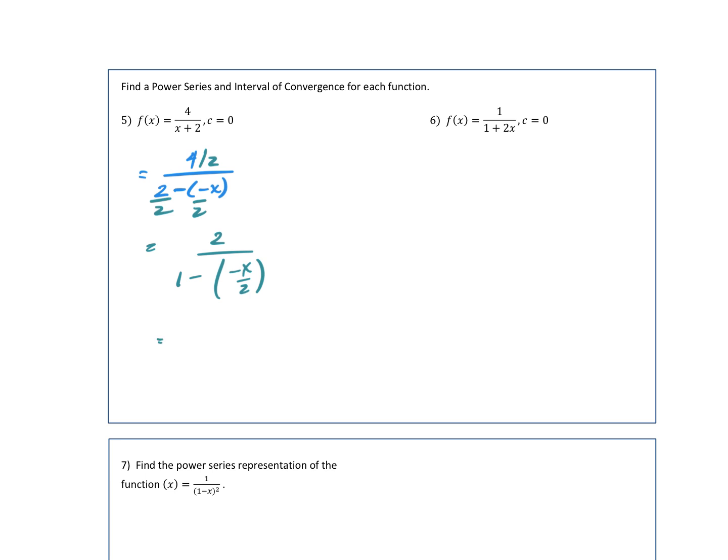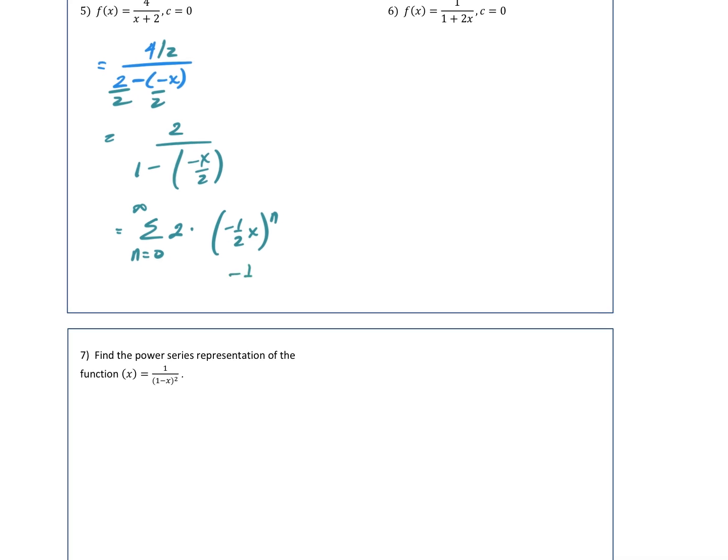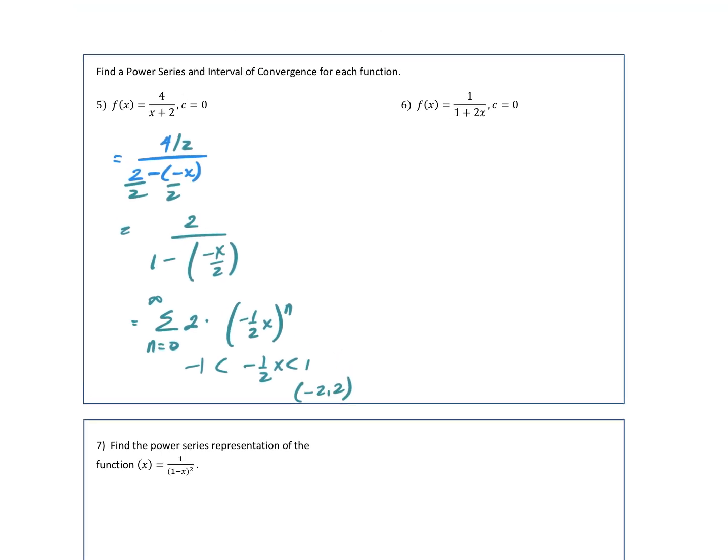So we've got n equals 0 to infinity, a sub 1, and then it's r, so negative 1 half x to the nth power. For my interval here, we're going to do 1 half x less than 1, greater than negative 1. When all is said and done here, you should get between negative 2 and 2, which is centered at 0, so hopefully that makes sense.